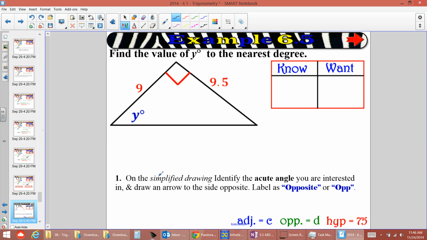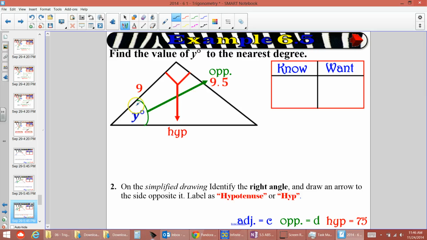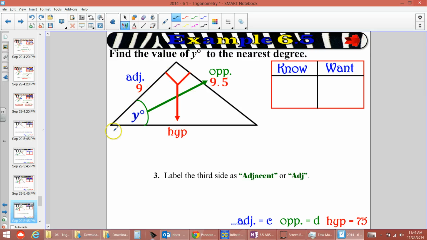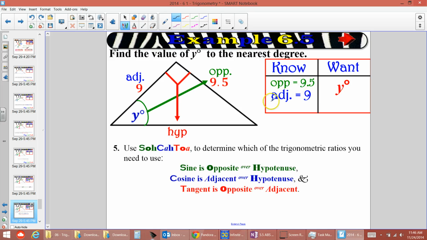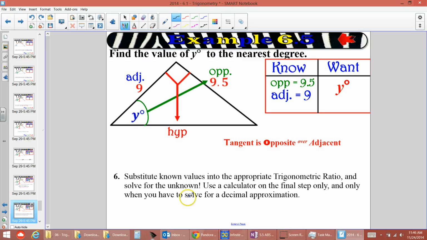Now, again, find the value of y to the nearest degree. I like this question. So here's y. 9.5 is the opposite side, and the hypotenuse is unknown, and then the adjacent side over here is 9. So I know the opposite is 9.5 and the adjacent is 9, and I want to know what angle y is. So which of the three trig ratios uses opposite and adjacent? Well, we look through here, opposite hypotenuse, opposite adjacent. So we're going to use the tangent formula for y.